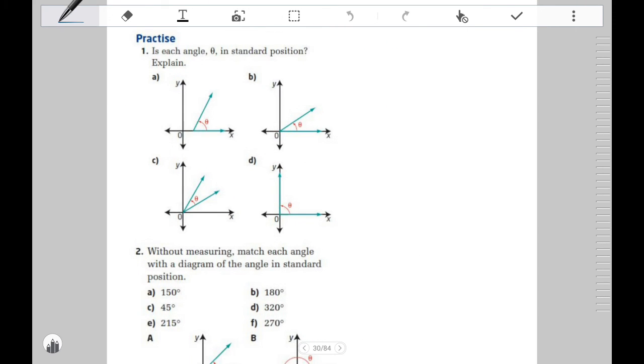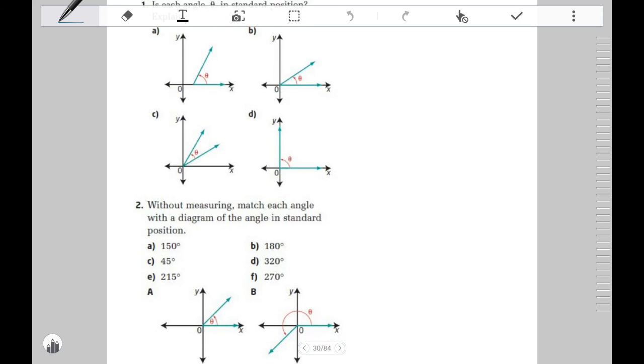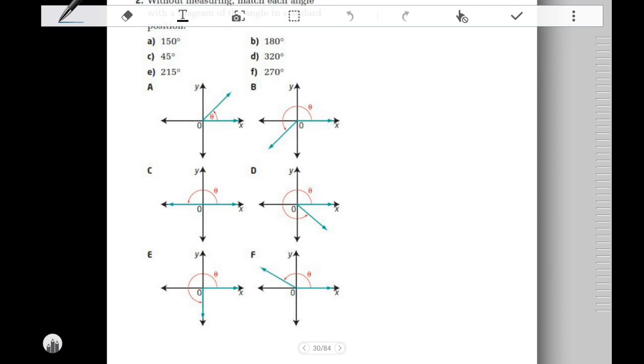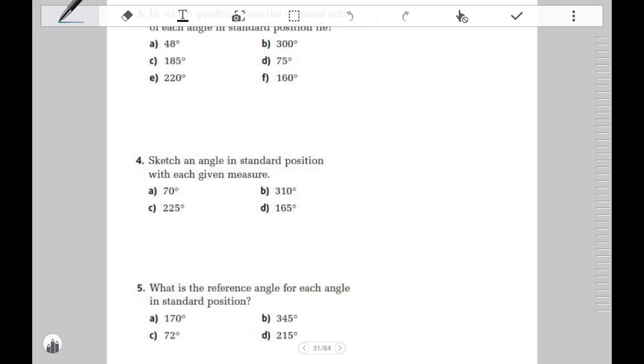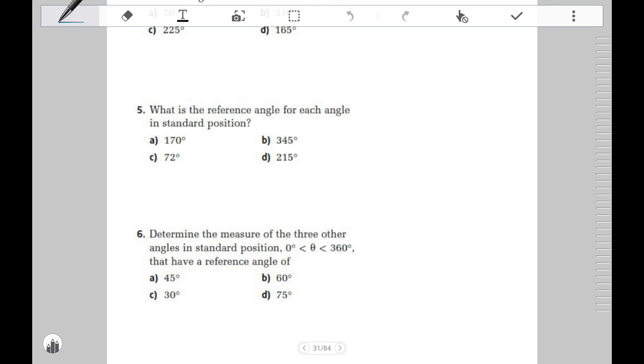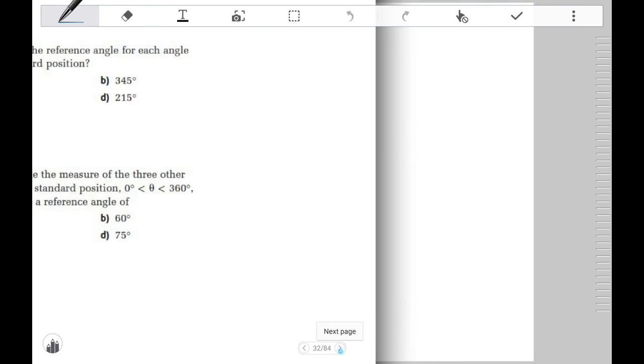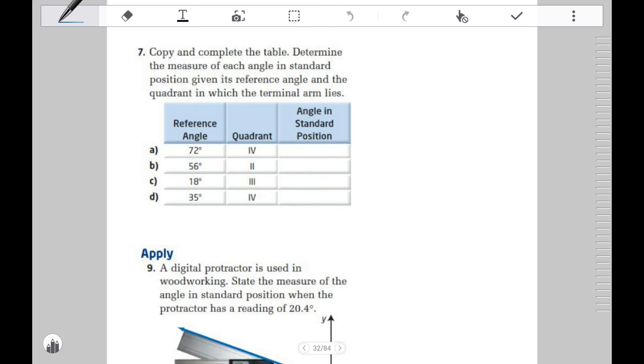Try the practice questions on your own. You should be able to complete all of these at this point. Questions 1, 2, 3, 4, 6, and so on.